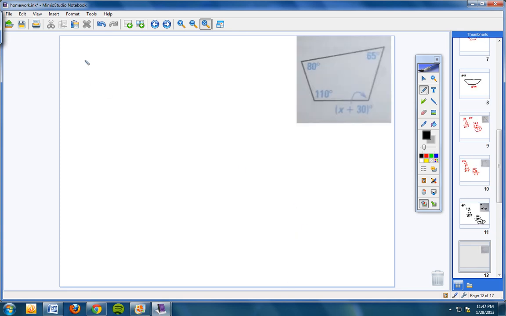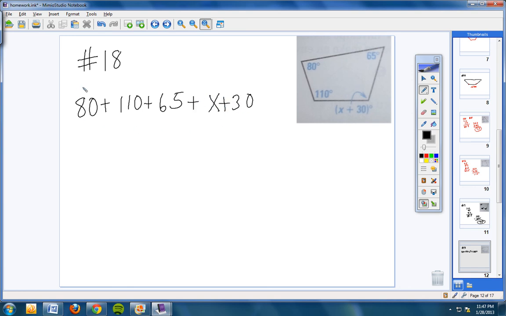Okay, let's take a look at number 18. Number 18, the directions say solve for x. So we have 80 plus 110 degrees plus 65 plus x plus 30. So there, here's my first angle, second angle, third angle, fourth angle. And when you add up all four of those angles, what should they equal? You guessed it, 360.